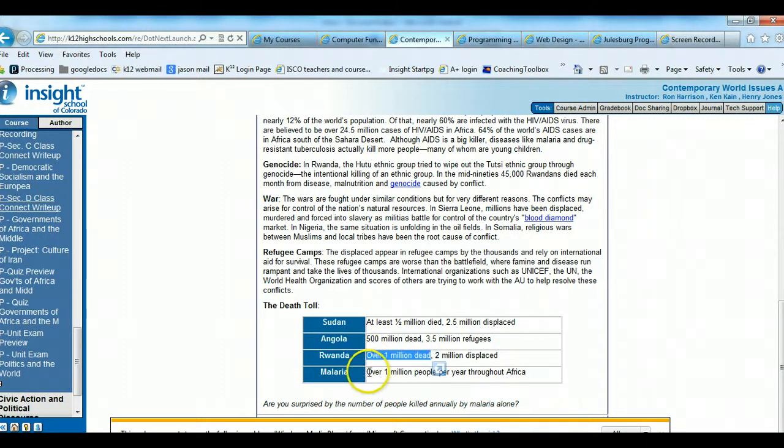Over 1 million dead in Rwanda. Over 1 million per year throughout Africa die of malaria. So you can see that it is incredible the lifestyle that these people unfortunately live.